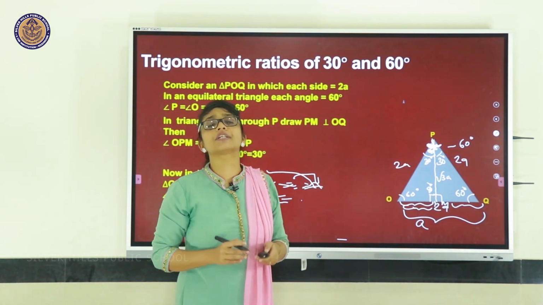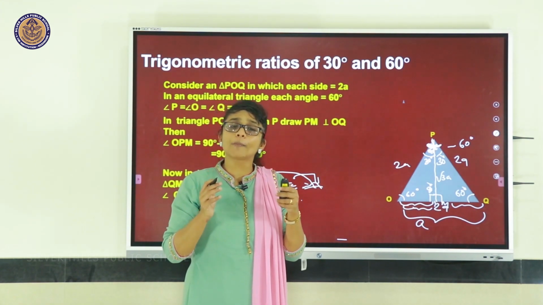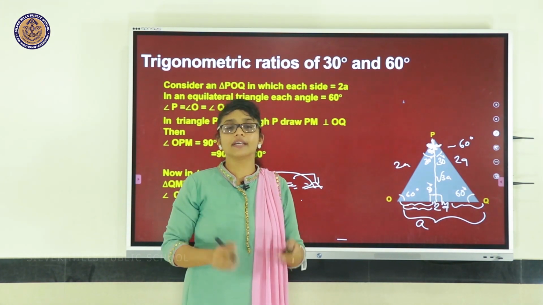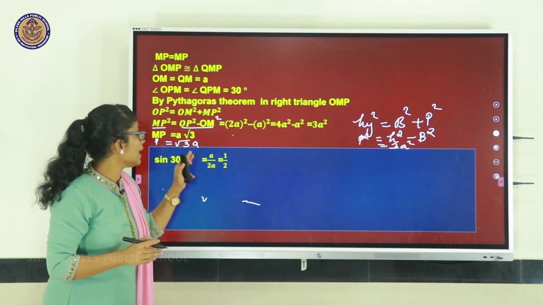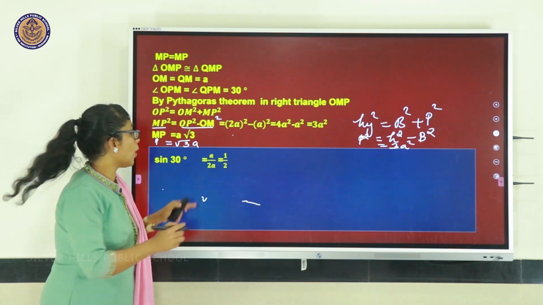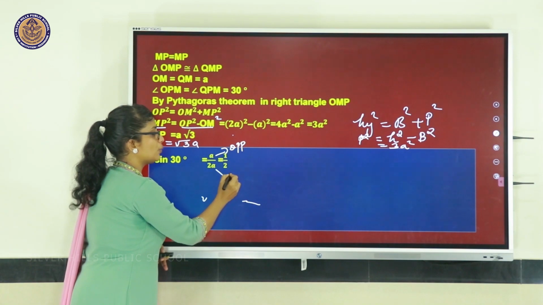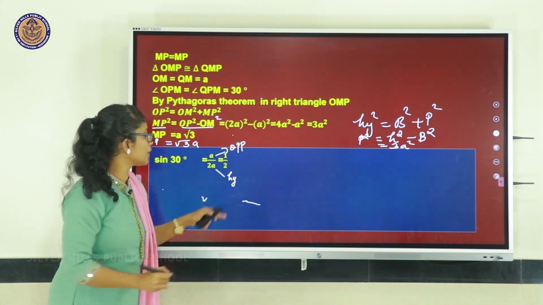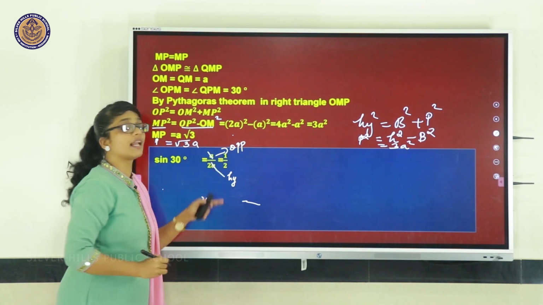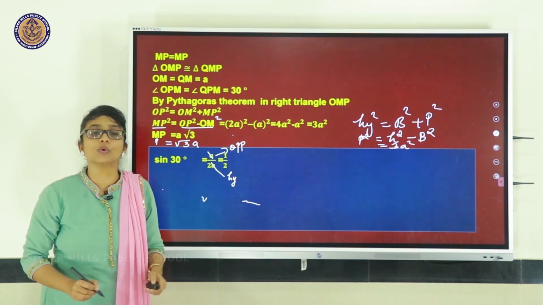What is the first trigonometric ratio of 30 degree? That is sine 30. Sine 30 is A by 2A. A is the opposite side and 2A is the hypotenuse. Opposite side by hypotenuse, A cancel, then sine 30 is equal to 1 by 2.